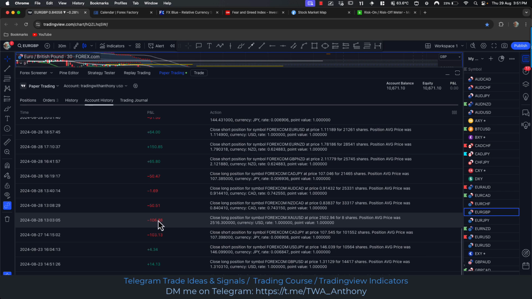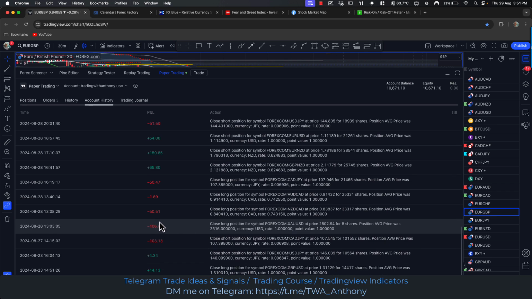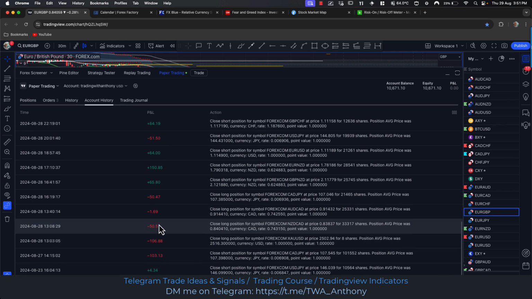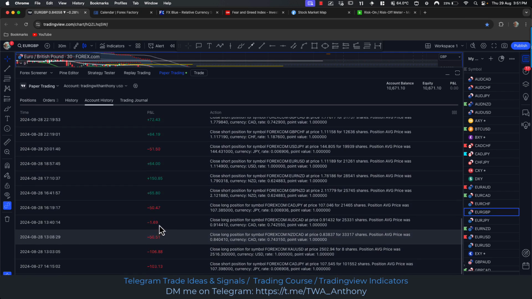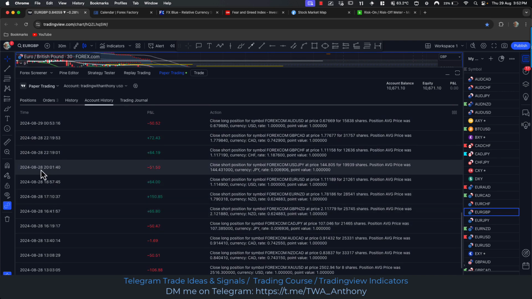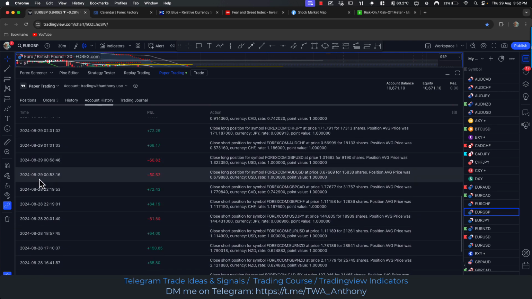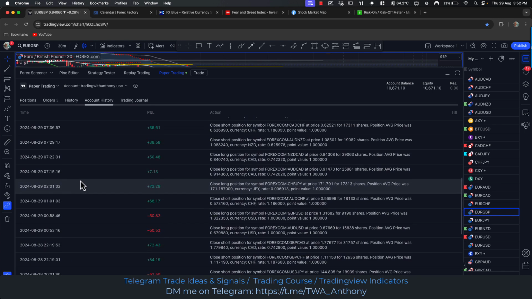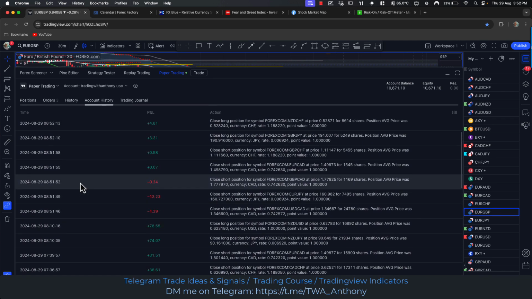Started off with a 1% trade here and then decided to change, and I went with 0.5% risk per trade. You can see the date, the 28th, and then the 29th continued on. Today's the 29th. All right, 2 days.